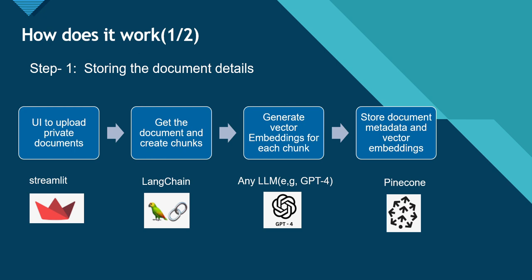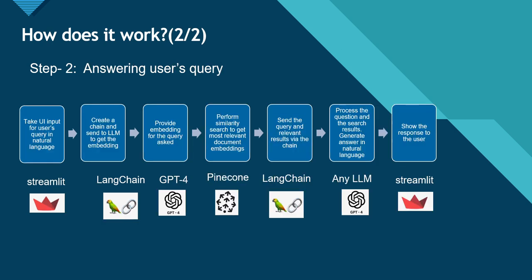So let's quickly go through the logical flow of how the whole retrieval augmentation actually works. Step one is that you need to store the document details, where Streamlit provides the UI and LangChain creates the document chunks. Then any LLM, for example GPT-4, whichever provides an API to be used in software development, creates the vector embeddings, and the vector database stores these vector embeddings inside its database in the form of indexes.